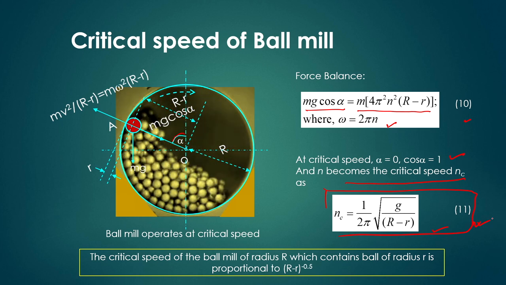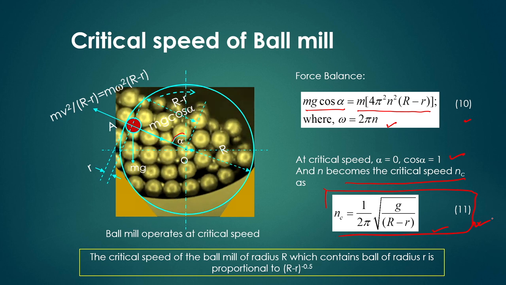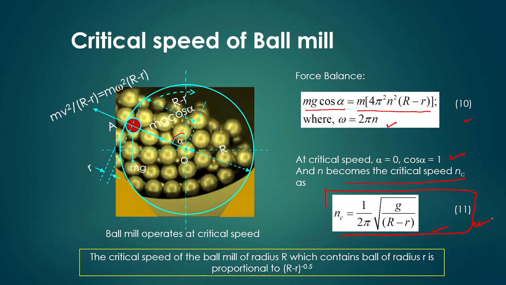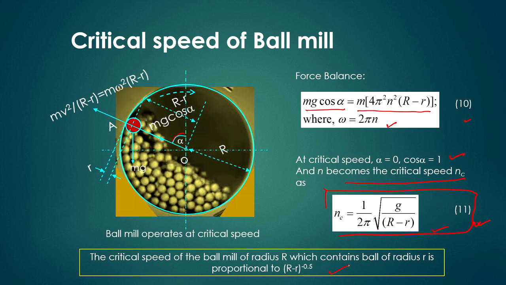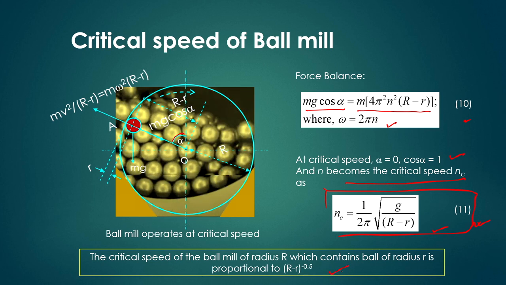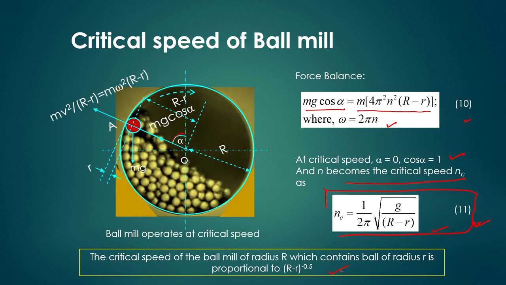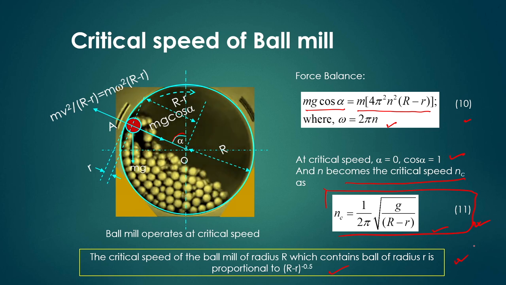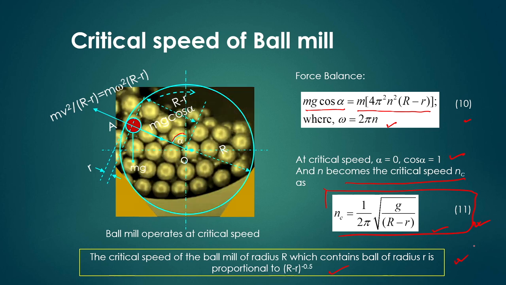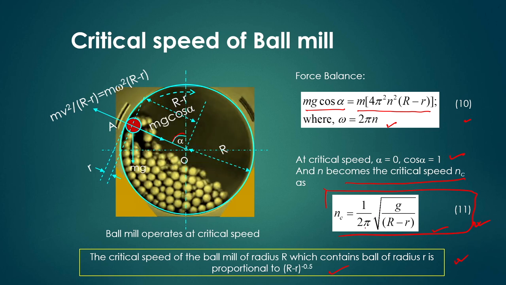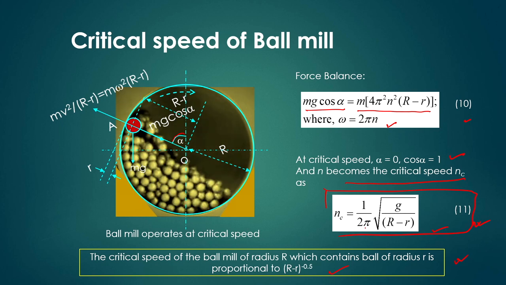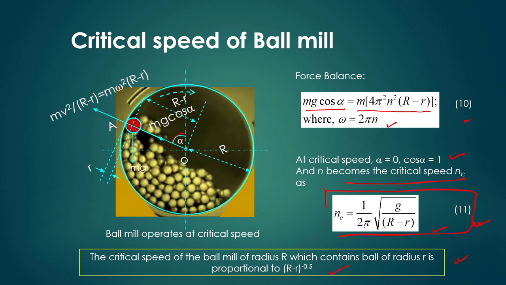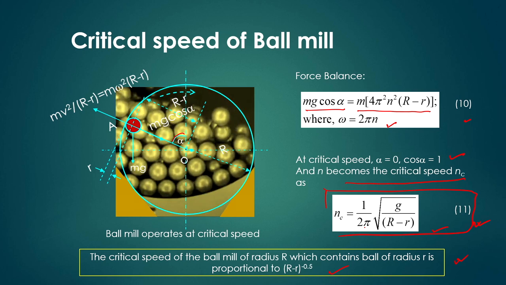Now, in this case, we can say that the critical speed of a ball mill of radius R, which contains balls of radius small r, is proportional to (capital R minus small r) to the power minus 0.5. This you have to remember. That means critical speed is inversely proportional to the square root of the effective radius. This effective radius is basically the subtraction of the ball mill radius and the ball radius.